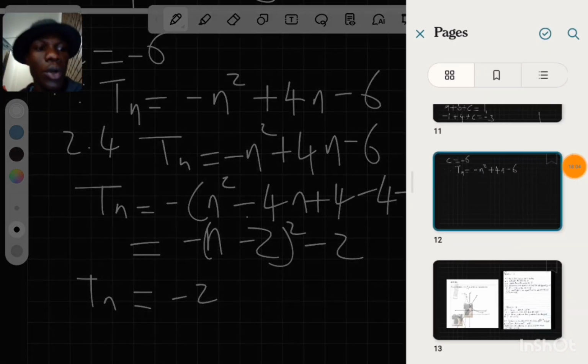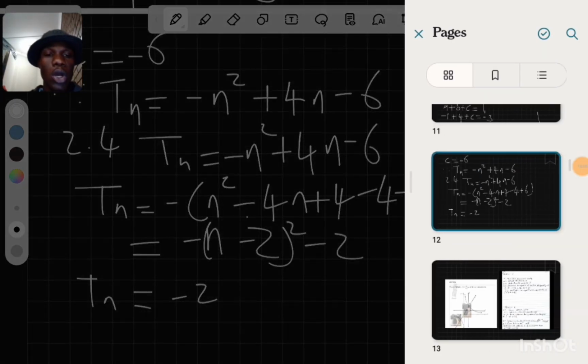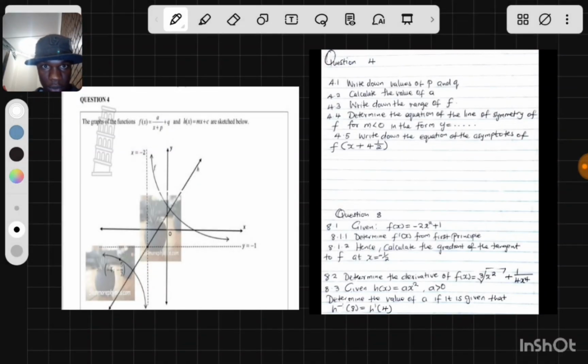So we're going to the next one, which I already prepared under our last question. So here is question 4. The graph of the function is that one. You can see the graph there. The questions are simple and straightforward, because they say write down a value of p.